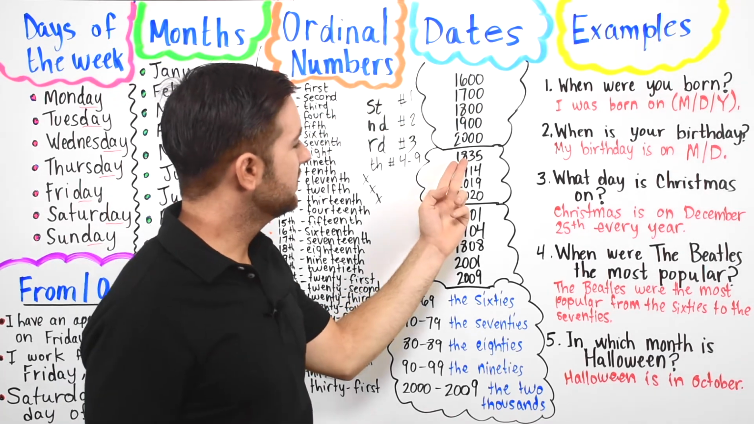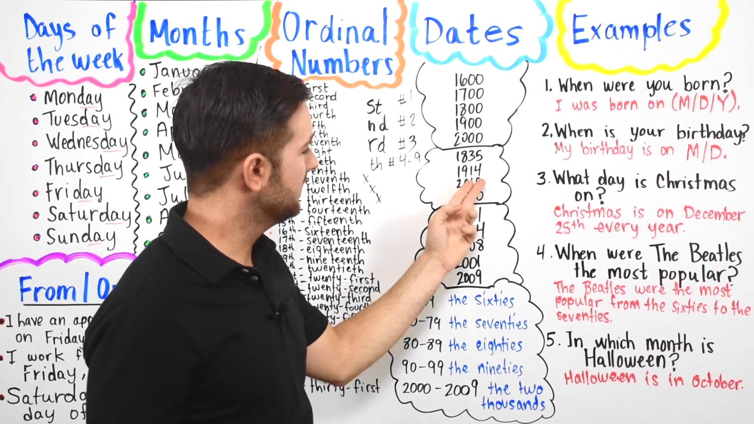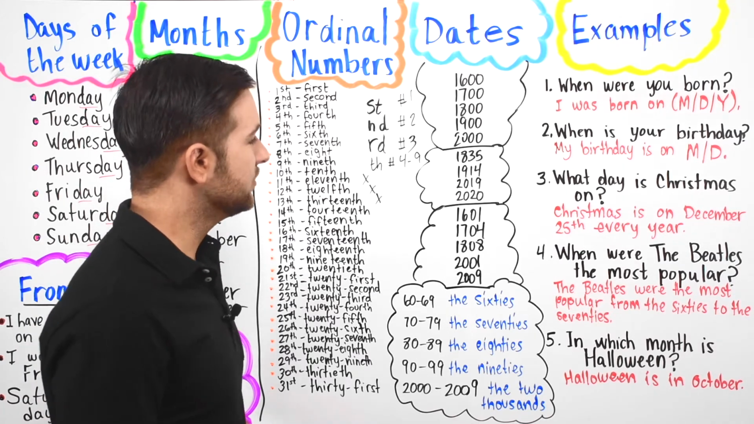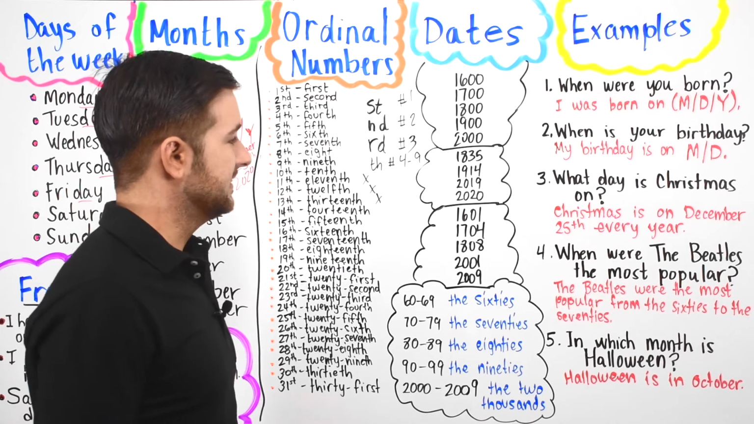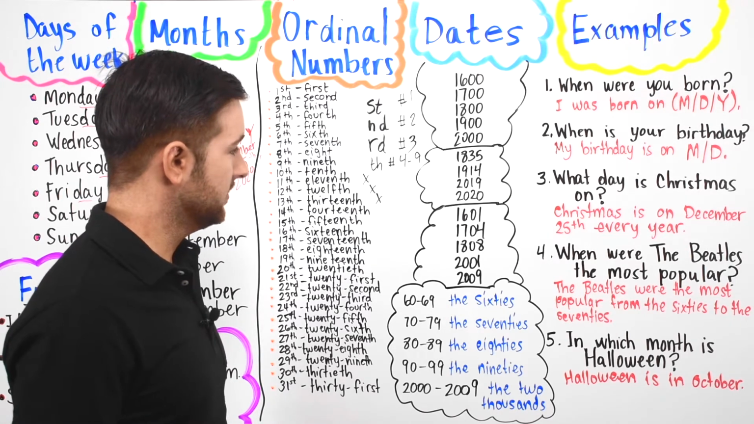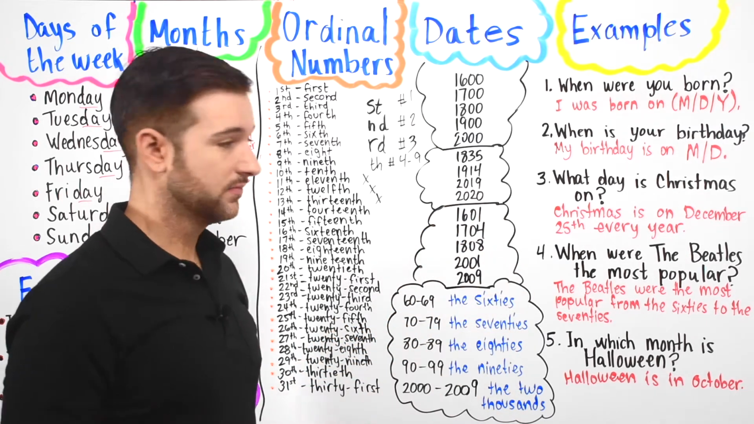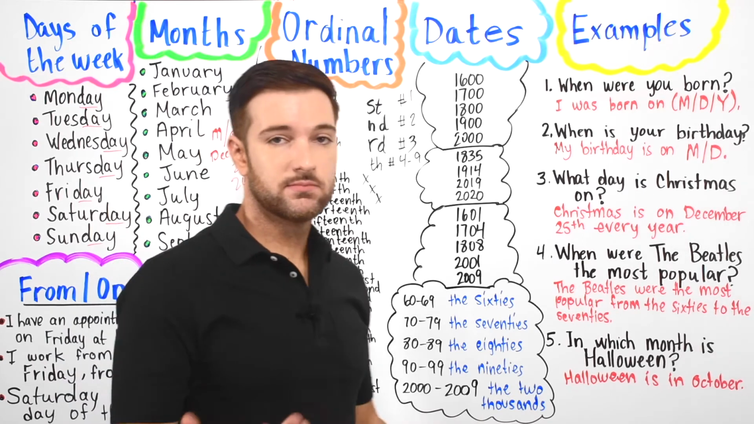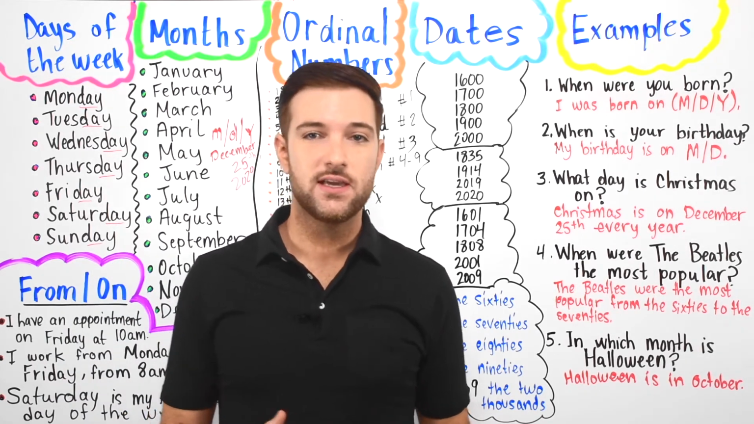Then you have it separated into two numbers: 1835, 1914, 2019, 2020. Again, 1835, 1914, 2019, and 2020. Okay. On a side note, just so you know, for the years in the 2000s, you can say them in two ways.